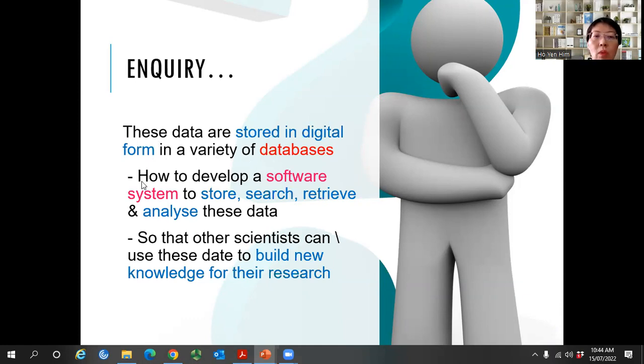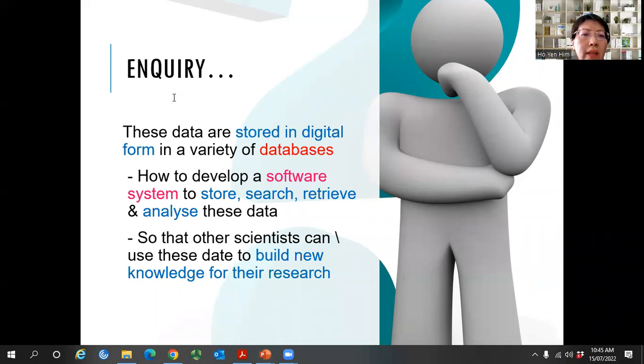So the question here we want to find out is how to develop a software system in order to store those data, and then to search those data, retrieve those data and analyze them. So this is the main topic of this lesson. Can there be a system that we can develop? And usually who will develop this system is the programmer, because they need to develop the software, the programming that instructs the computer.